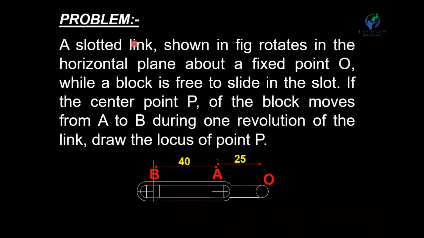Now, one more problem. A slotted link shown in the figure rotates in the horizontal plane about a fixed point O, while a block is free to slide in the slot. If the center point P of the block moves from A to B during one revolution of the link, draw the locus of point P. Here one link is OAB and it is rotated about point O. At that time the slider P is between A and B and it is moving. So draw the locus of point P. The distance between O and A is 25 mm and A and B is 40 mm.